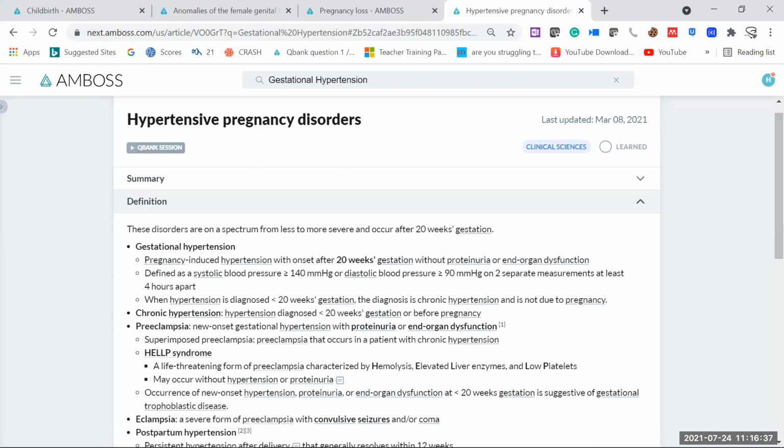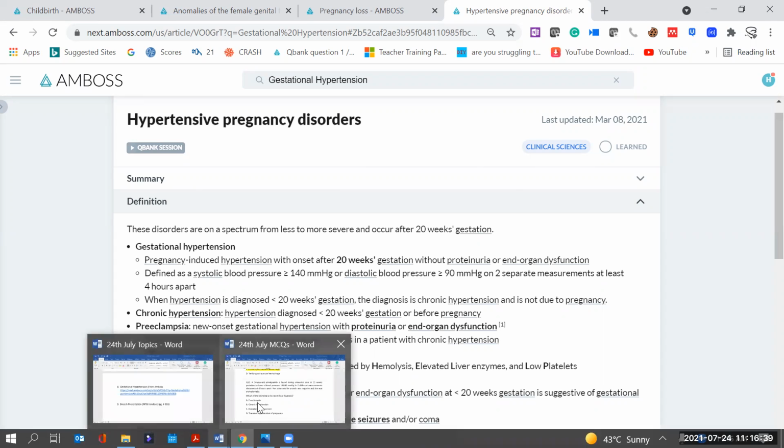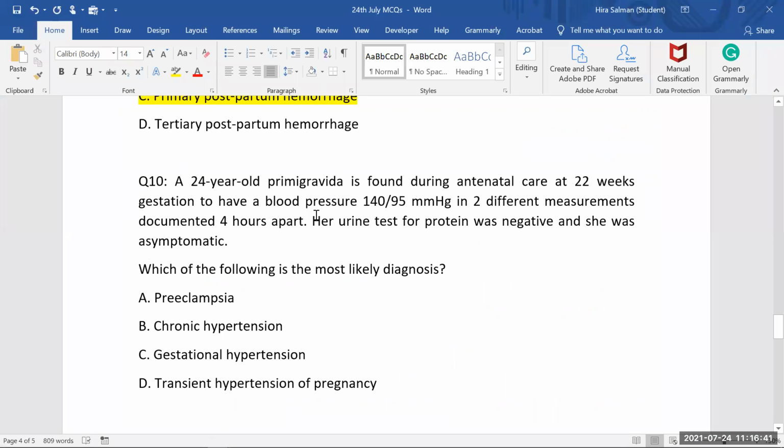So if we go back to the question, here it says a 24-year-old primary gravida is found during antenatal care at 22 weeks gestation to have a blood pressure 140 by 95 in two different measurements documented 4 hours apart. So now she's 22 weeks, of course. By mentioning 22 weeks, now it's clear in our head that this patient is not a known hypertensive patient. Something has happened after pregnancy.